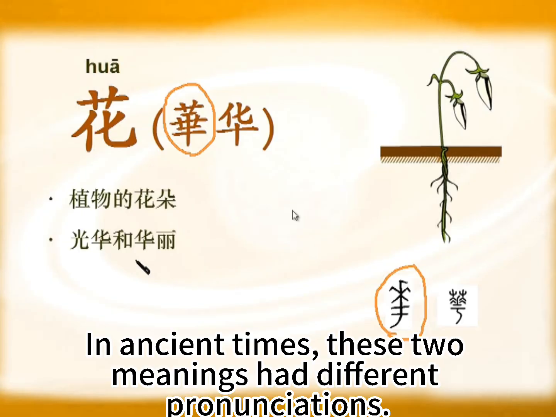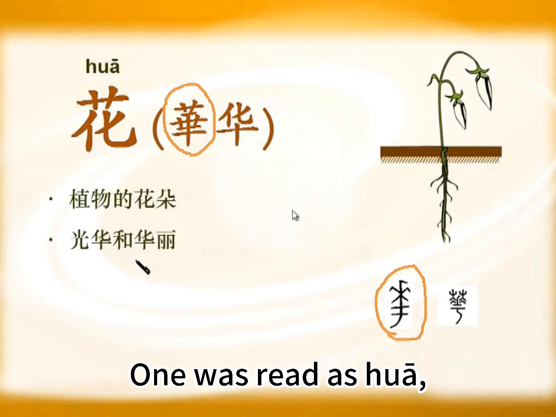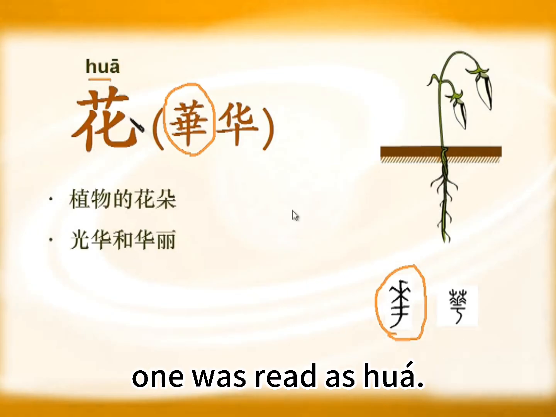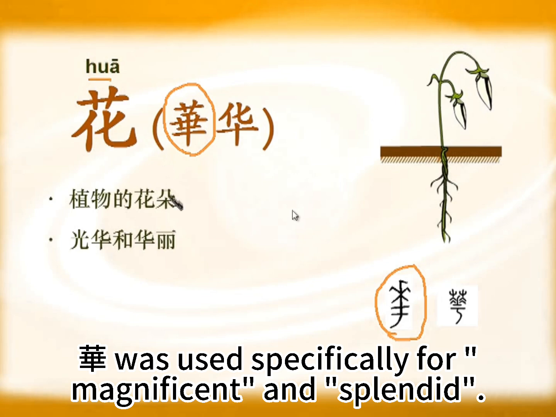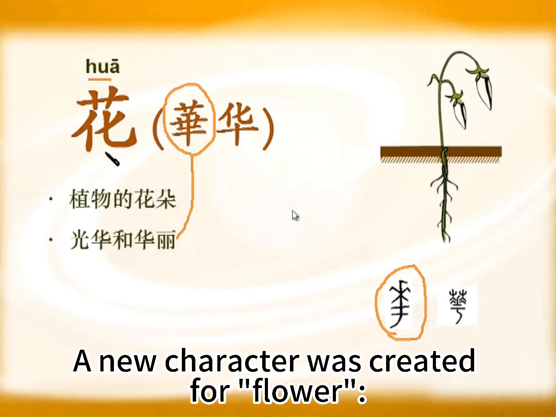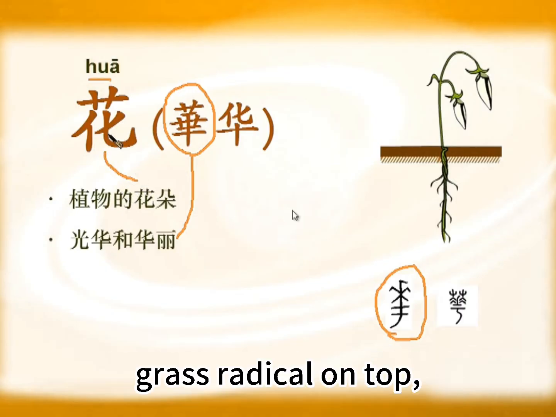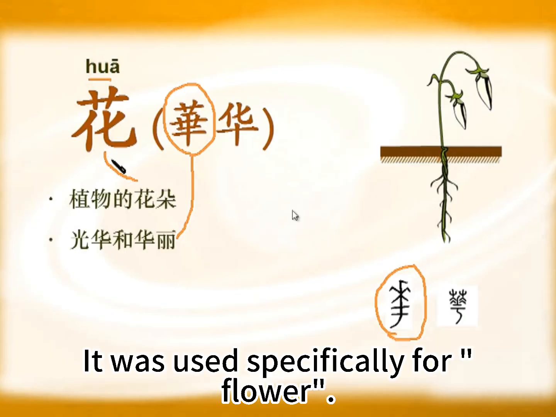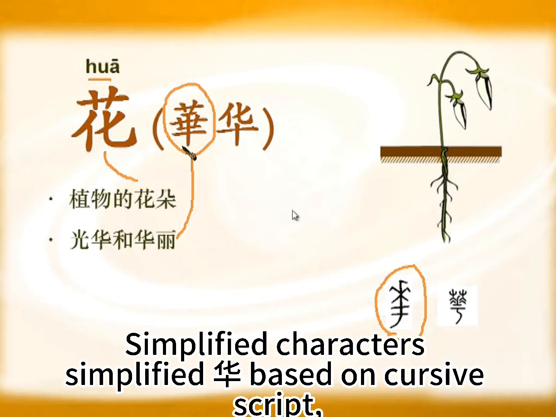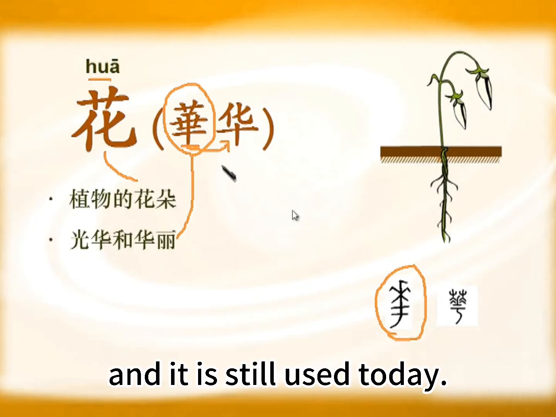In ancient times, these two meanings had different pronunciations. One was read as 花, the other as 花. Later, the characters used for these two meanings were separated. 花 was used specifically for magnificent and splendid. A new character was created for flower: grass radical on top, 花 below, indicating sound. It was used specifically for flower. Simplified characters simplified 花 based on cursive script, and it is still used today.